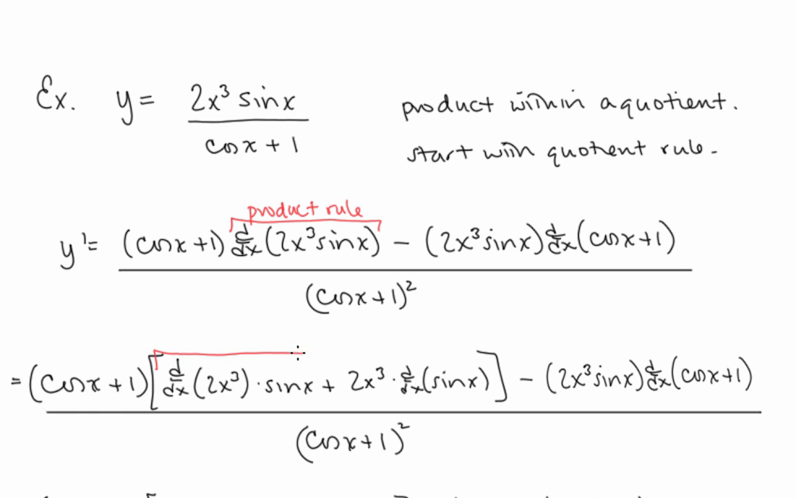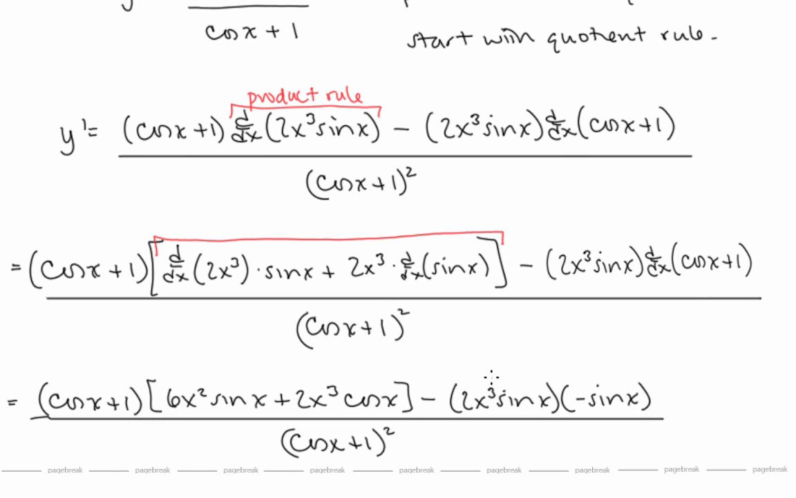And so that result looks like this. Derivative of 2x to the third sine x is going to be derivative of 2x to the third times sine x plus 2x to the third times the derivative of sine x. Everything else I'm just copying down now. Just going to work on this and simplify. And so that's going to be 6x squared times sine x plus 2x to the third times cosine x. And here, the derivative of cosine x plus 1 is going to be negative sine x plus 0. So that goes in here as a negative sine x. Again, don't forget to use your parentheses.